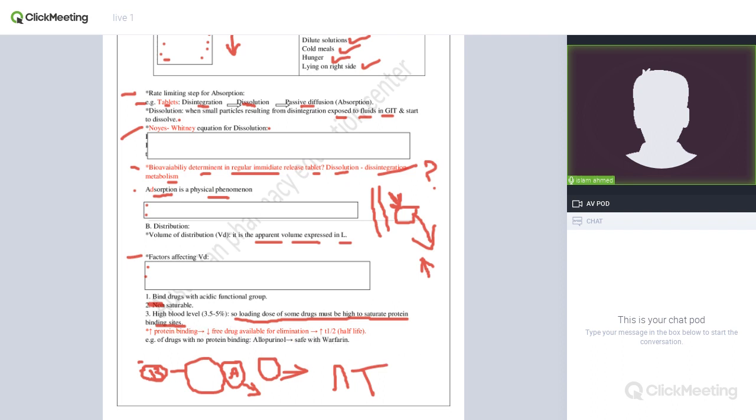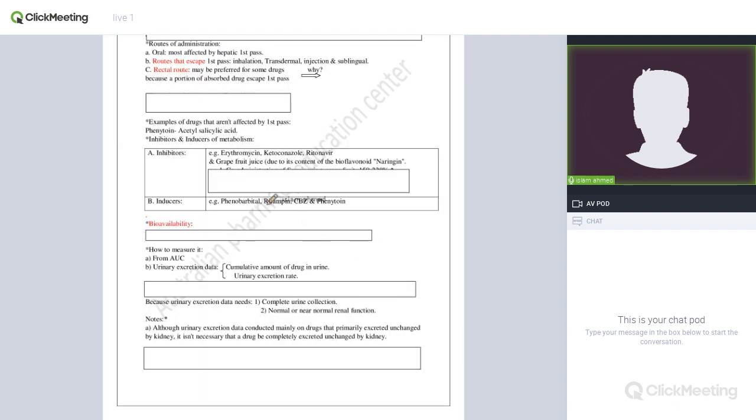Also, I have mentioned that high protein binding decreases the free drug available for elimination and for action. A drug with no protein binding, such as allopurinol, can be safely administered with other medications.